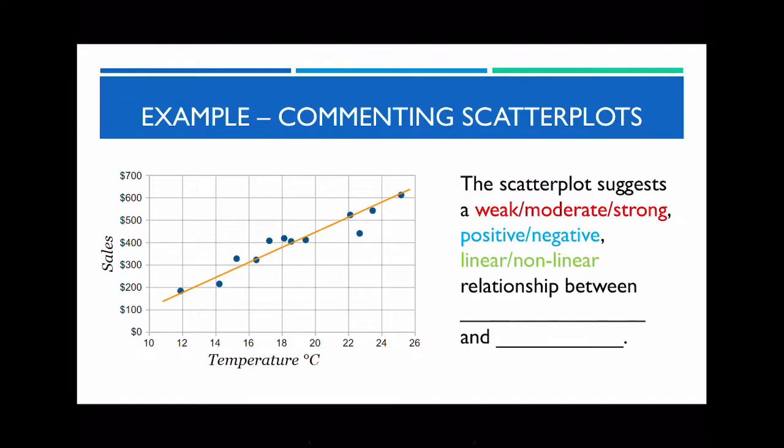Using this example over here, the temperature versus the number of ice cream sales. In this case, because most of the data points are found along the line of best fit, I'm going to say this is relatively strong. Because both of them are increasing, this is therefore a positive relationship. And also, this follows the trend of a straight line, so it's going to be classified as linear. You also need to state what the variables are, so that's what these two spaces are, so therefore it would be temperature and sales.